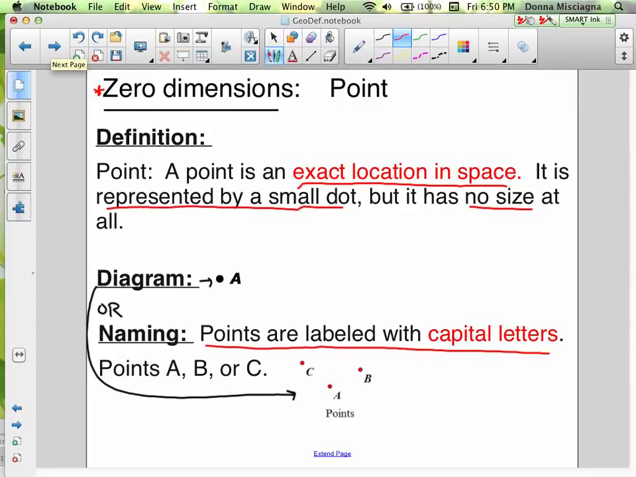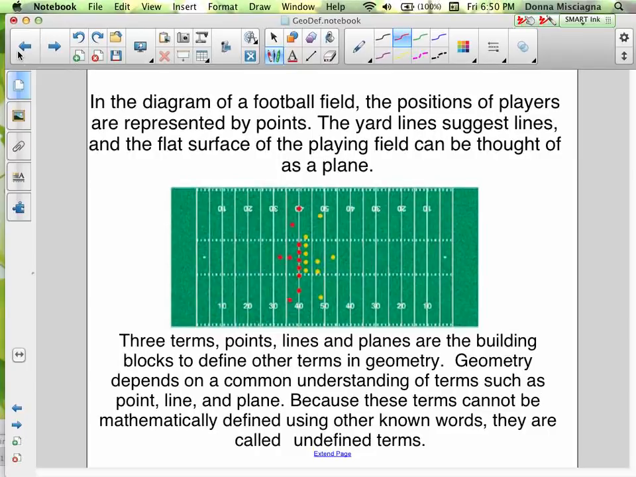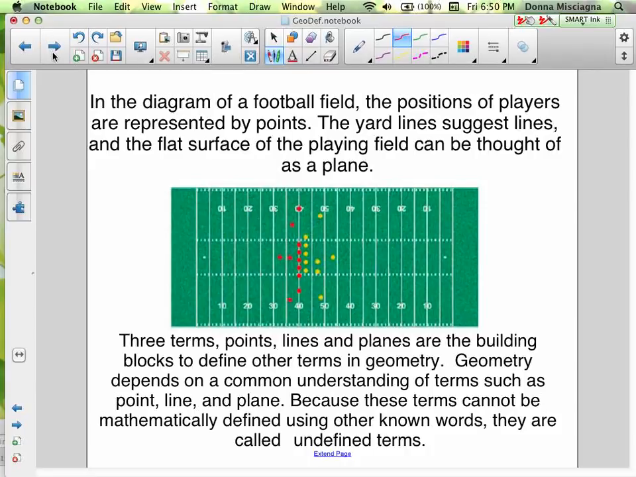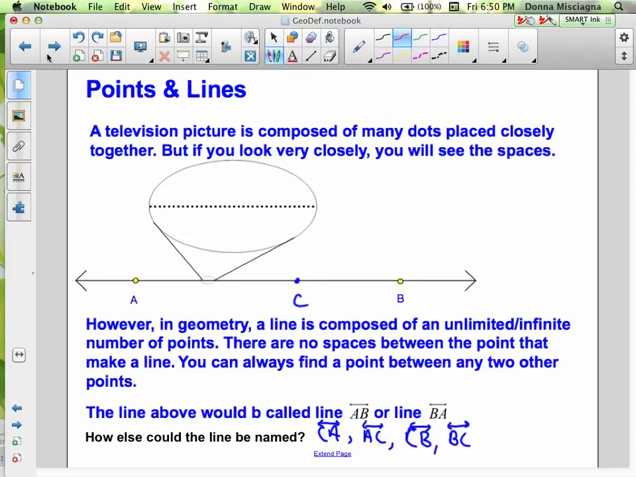The diagram, we could show here, this is point A, or we could show several points. Use either one. Use 1 point or use several. Notice that we represent the location with a dot. For naming, points are labeled with capital letters. So this would be point A, B, or C. Right? So you've got your definition, your diagram, and naming, and your dimensions. And so that would fill all 3 boxes. Right? So that's what you'll write for the boxes so you get the hang of it.